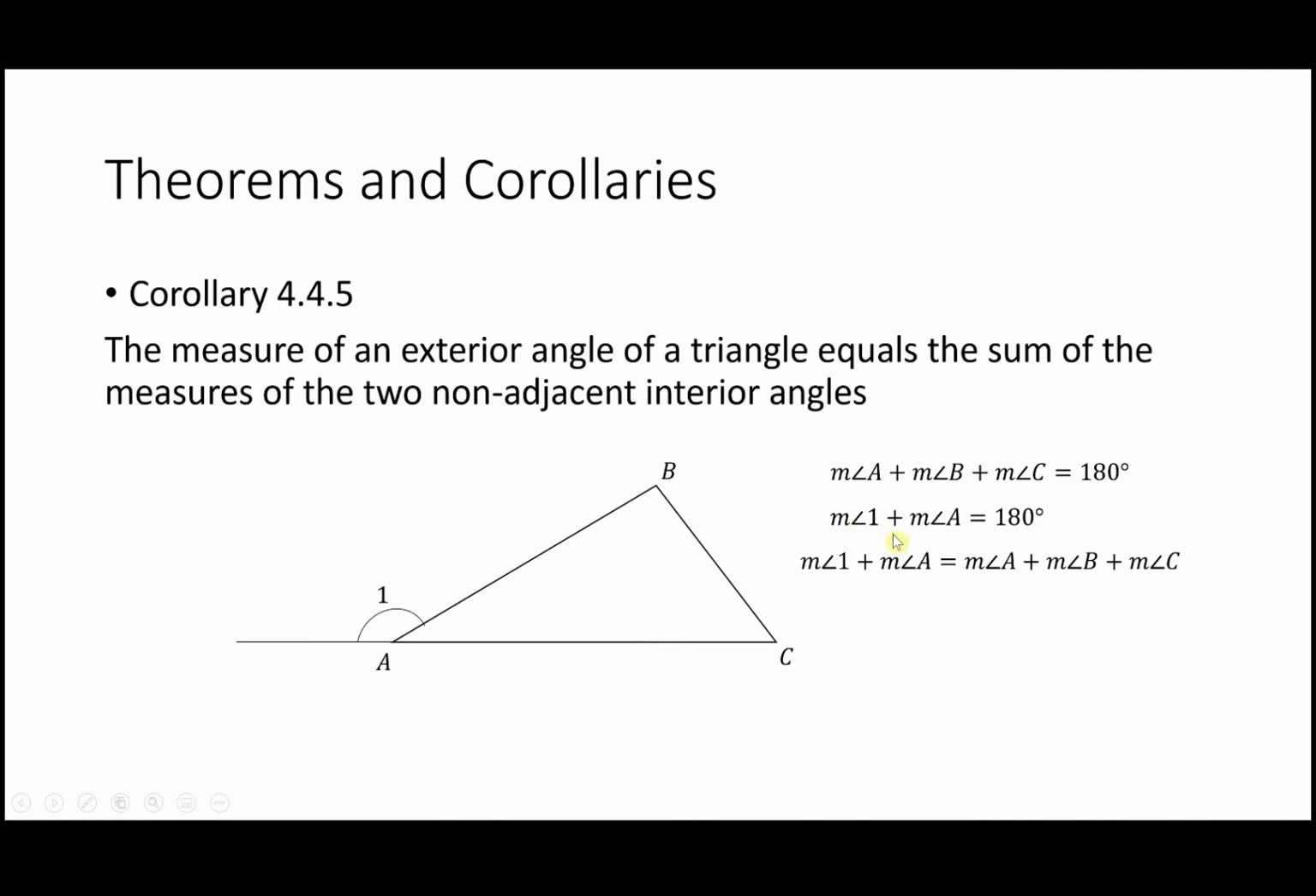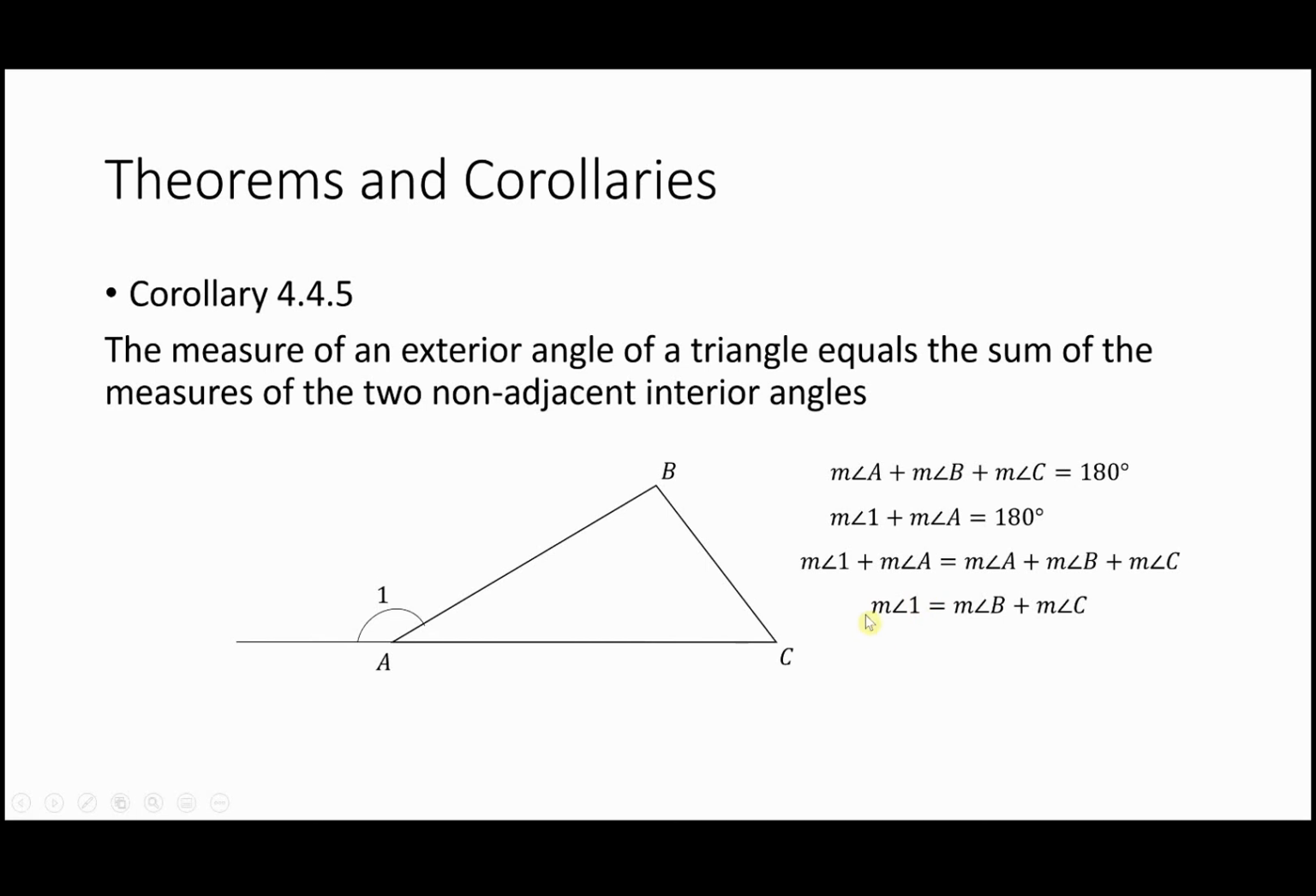So that means the measure of angle 1 plus the measure of angle A must be equal to the interior angle sum of angles A, B, and C. So that's what I have here. Notice that I have the same value of the measure of angle A on both sides of the equation, so I'm going to SPO my way into canceling them out on both sides. And here we have it. This is actually the result that I was trying to get at.